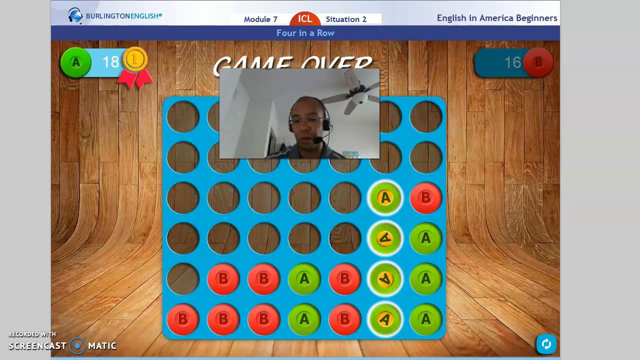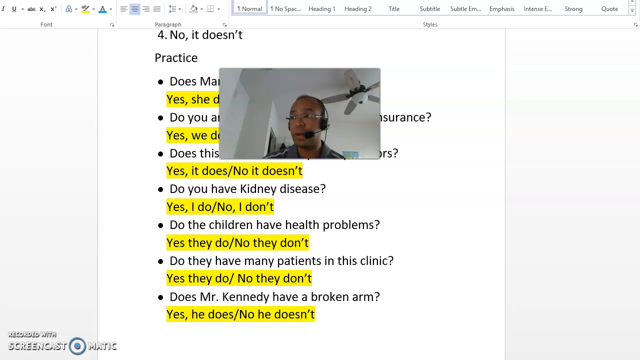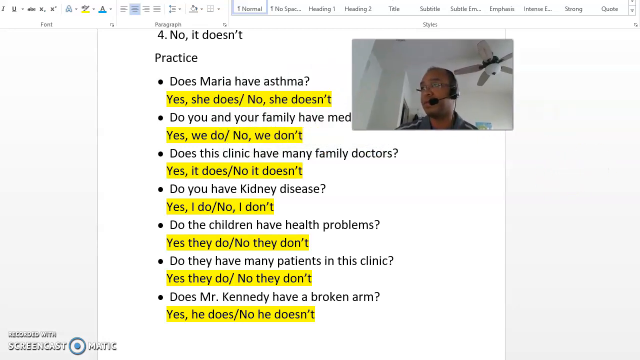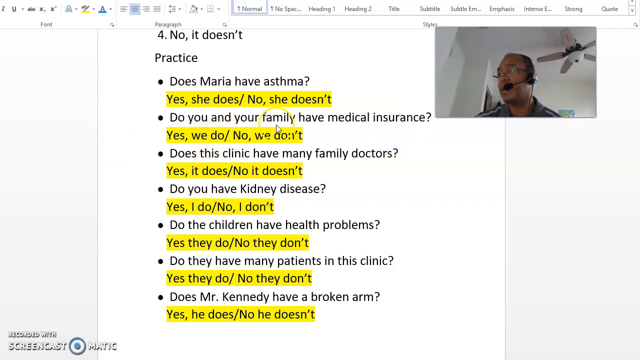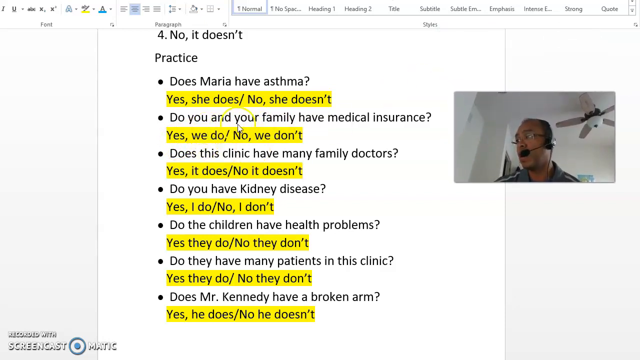So just to review a little bit, let's go over some of the important things we learned. Okay. So this is the verb to have. Does Maria have asthma? That will be a question. You can answer that in the affirmative. Yes, she does. Or you can say no, she doesn't. She does not. Do you and your family have medical insurance? You can say yes, we do. Or you may say no, we don't.